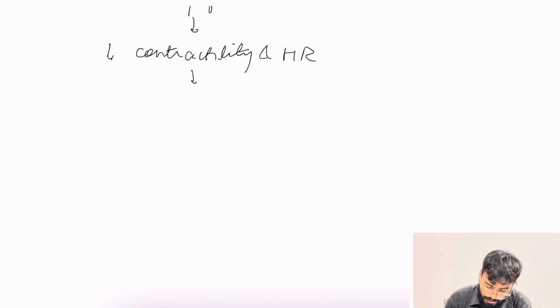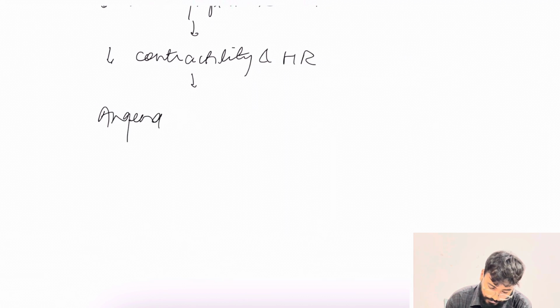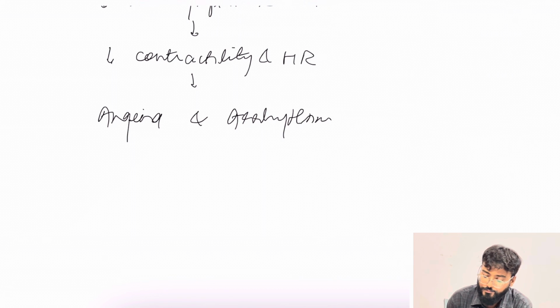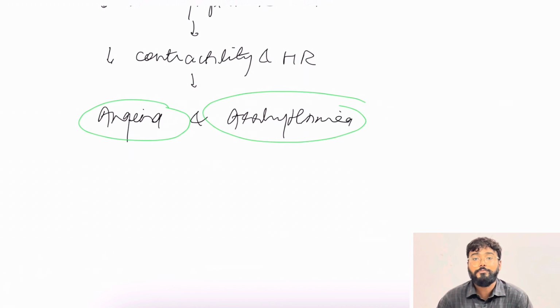That is your angina and arrhythmia. So in these conditions like angina and arrhythmia, we are going to use calcium channel blockers, which primarily function by blocking the calcium channels, which in turn causes decrease in the number of calcium ions inside the sarcoplasm or cytoplasm, which in turn causes decrease in contractility and your heart rate.